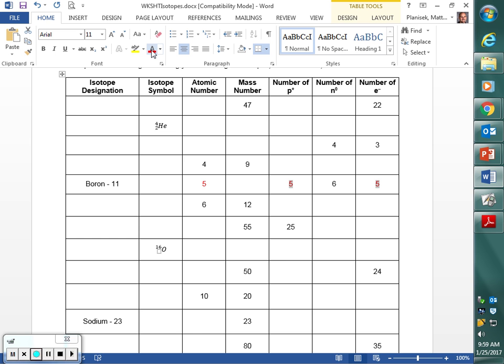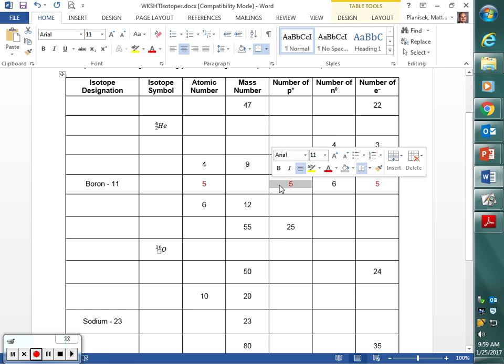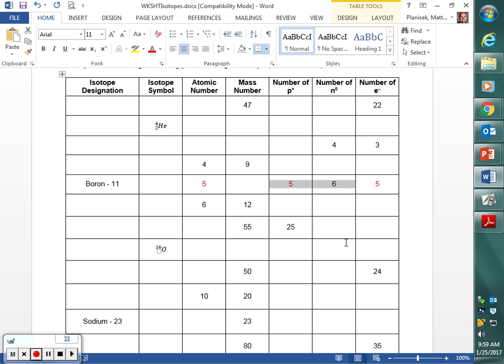Now, two ways we can figure out the mass number. What did we say the mass number is? What does the mass number tell us? Sum of protons and neutrons. So, if we look here, right, we see that there are 5 protons and 6 neutrons. So what is the mass number of this atom? 11. So that's going to go right in here in this column, right? The mass number is 11.